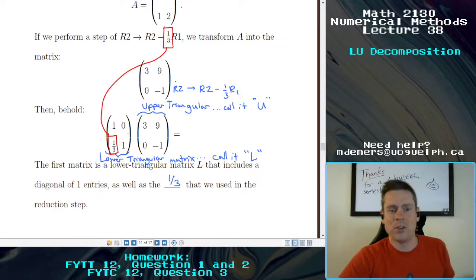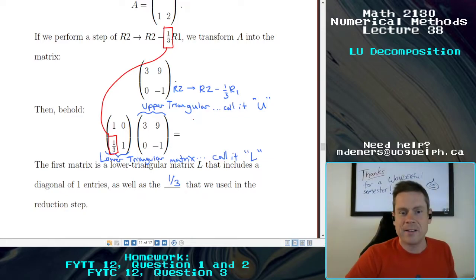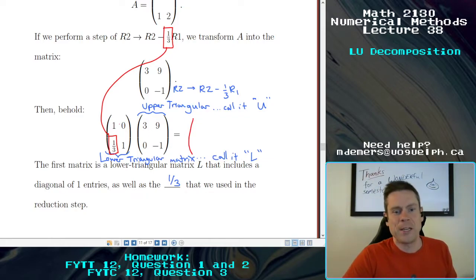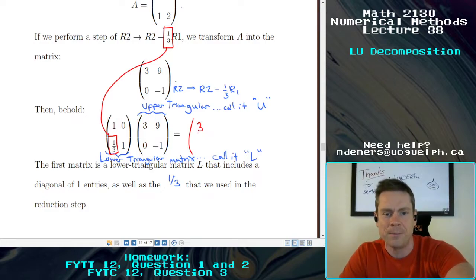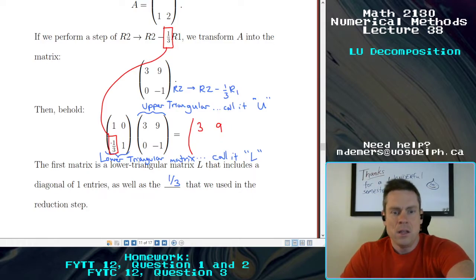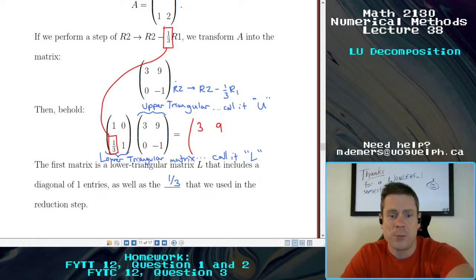Then behold, if I multiply these matrices back together, you need to remember how matrix multiplication works, but I need to take this row times this column to start, and that's going to be 1 times 3 plus 0 times 0, that's 3. Now this one times that one, it's going to be 1 times 9 plus 0 times negative 1, so I get the 9 right there. If I do 1/3, 1, 3, and 0, that's going to give me 1/3 times 3 is 1, plus 1 times 0. And then finally 1/3 times 9 minus 1 is 3 minus 1 is 2.